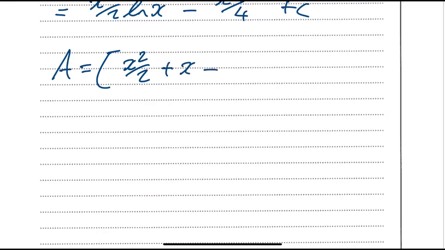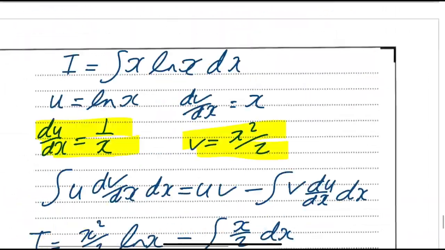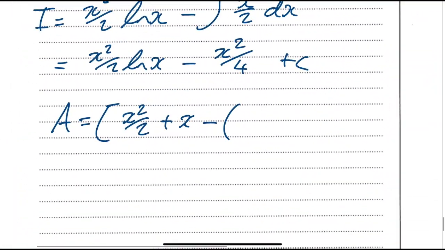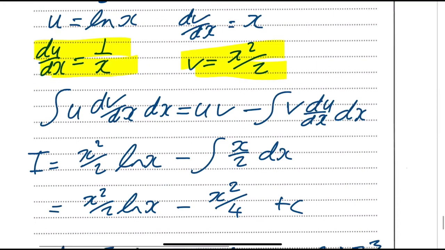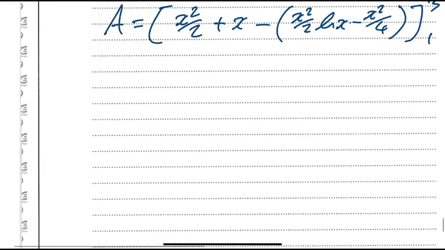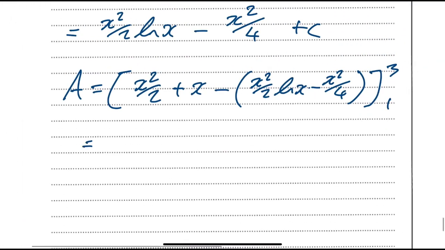Then minus, and I'll put it in a bracket, because remember it was minusing the blue bit, and I've just shown the blue bit up above there. So we'll put it in a bracket. It was x squared over 2 ln of x minus x squared over 4. And we don't need the c because we've got limits on this thing now. Let me just check again. 3 and 1, yep. And then fire in the limits.